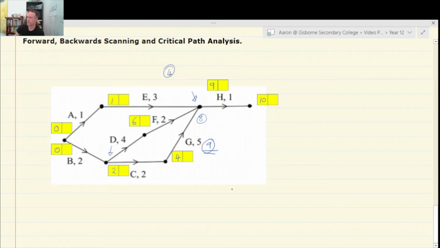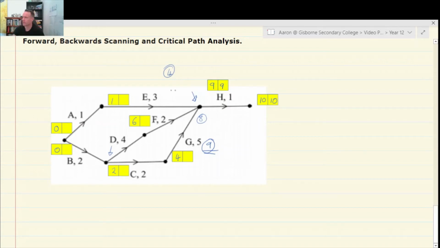So that's our forward scanning. Then we do our backward scanning. The backward scanning gives us our latest possible start time. We want the project to finish at 10 hours, so that doesn't change. That stays at 10. 10 minus 1 means that H can start at 9 hours.